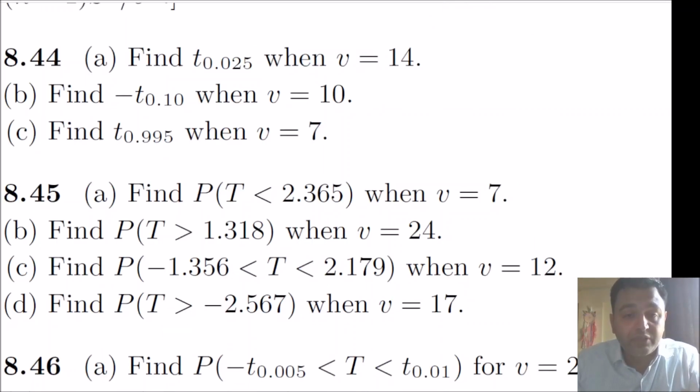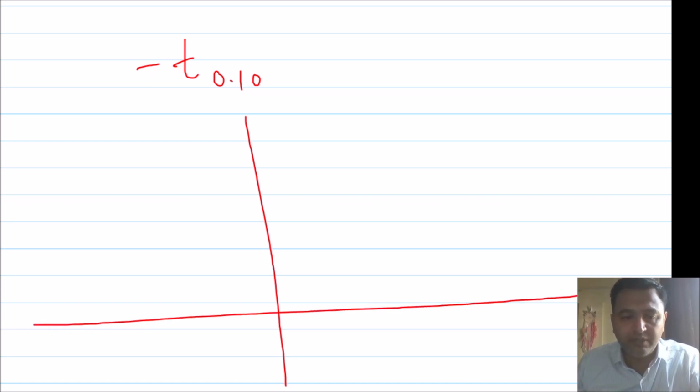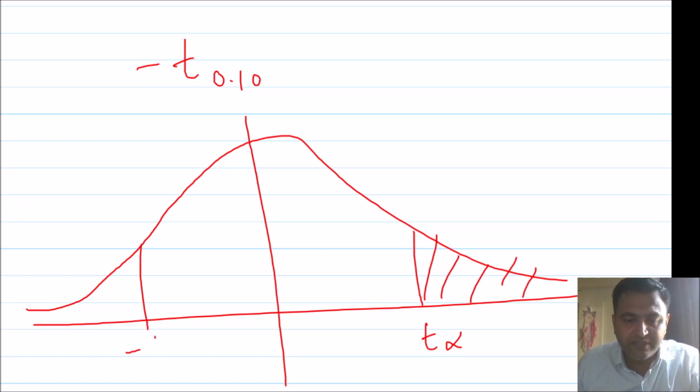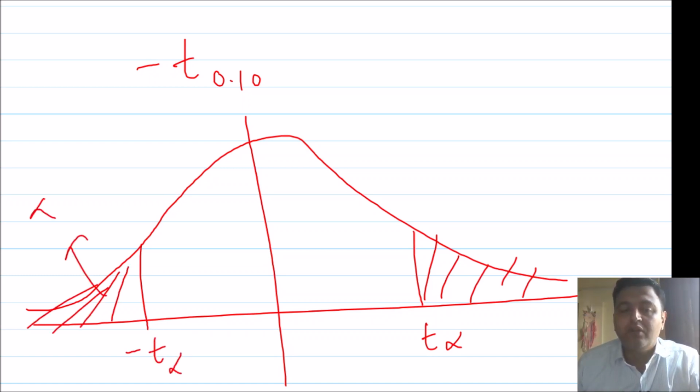Now let's go for the B part. You want to find minus t 0.10 when nu is 10. Okay, so let us try to solve this problem. You want to find minus t of 0.10. Now if you recall the figure that we saw in the lecture, this is how the t distribution looks, right? So if this is my t alpha, that means the area towards the right is alpha. Because of symmetry, this is minus t alpha, and this side is how much? Alpha. Now I want to find minus t of 0.10. So to find this, you find the t value such that the area towards the right is 0.10.